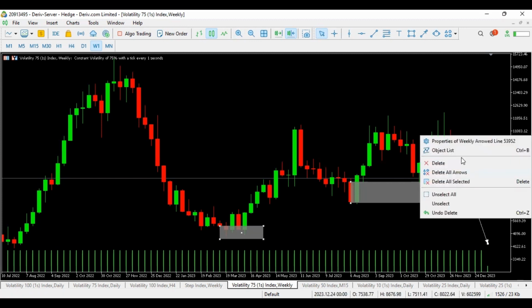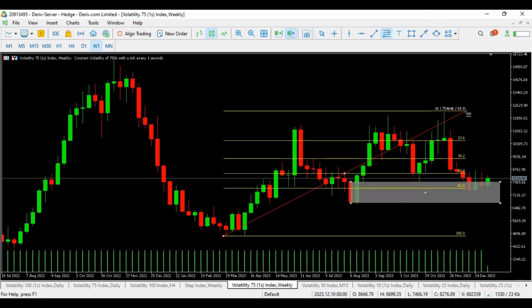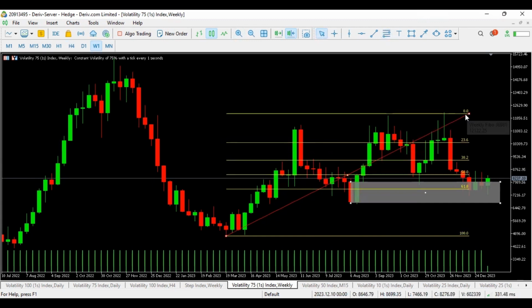Moreover, if I pull a Fibonacci from where this entire buying move originated to where the retracement started, then you agree with me that this gray zone, where we have our most recent higher low, was lying at the 61.8 Fibonacci level. And we all know that retracements normally happen up to somewhere around 50 and 61.8 for the move to continue.